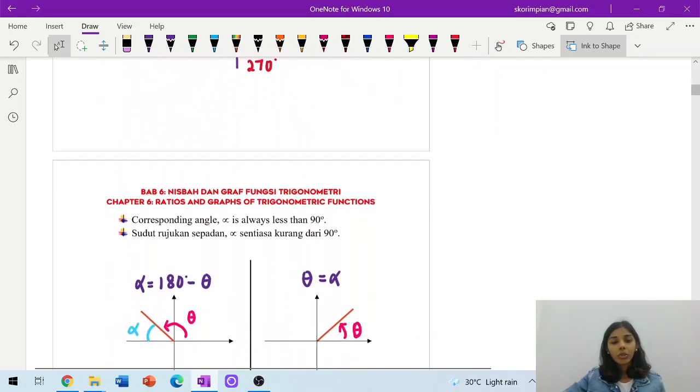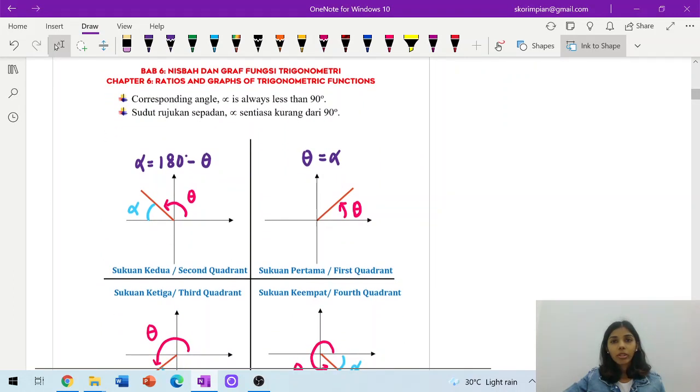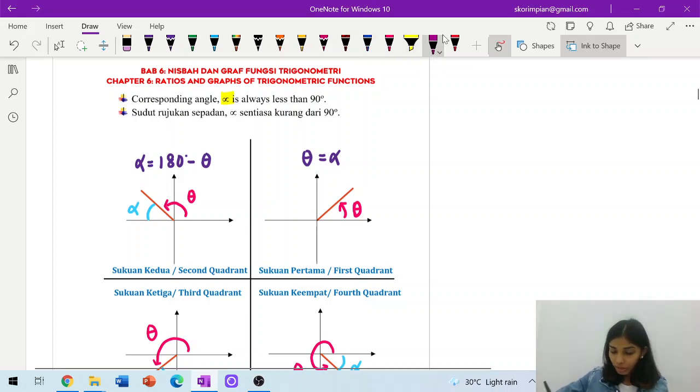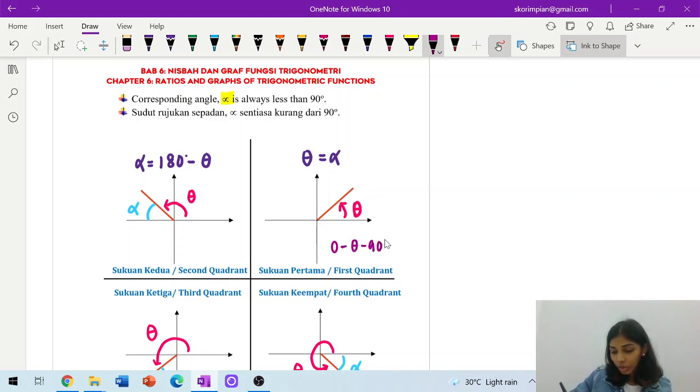First, you need to know your corresponding angle, atau sudut sepadan, is always less than 90. Your corresponding angle will always be less than 90. How do you find your corresponding angle? For the first quadrant, since it is between 0 to 90, your theta is between 0 to 90. So your angle will be less than 90. Your 90 is here, so it must be less than 90. It can fall anywhere but below 90.